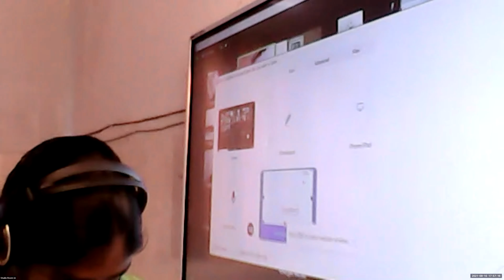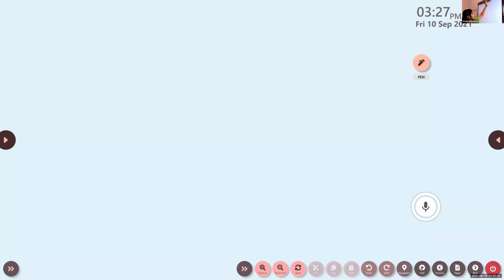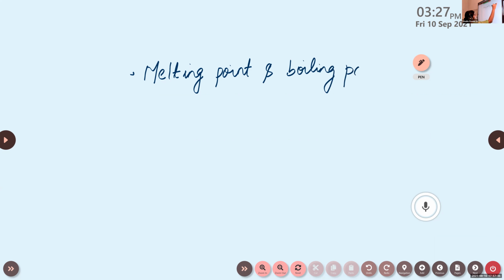Then, in the case of melting point and boiling point, it increases with increase in atomic number. So you can note that the melting point and boiling point increase with increase in atomic number.